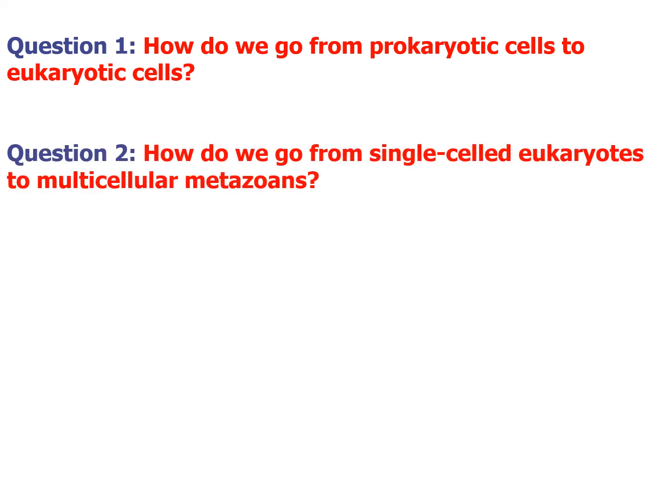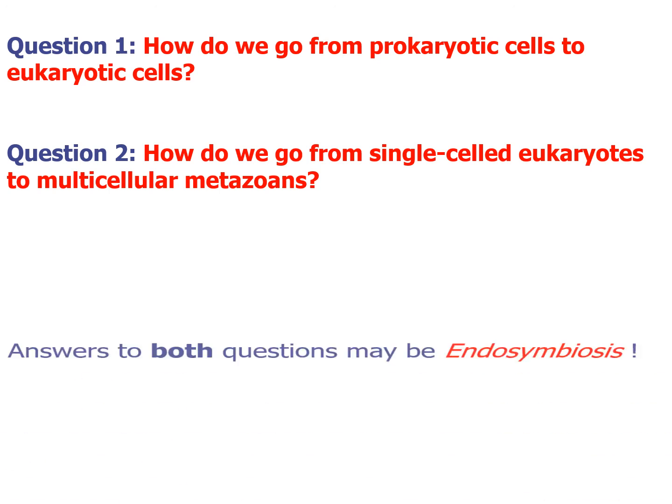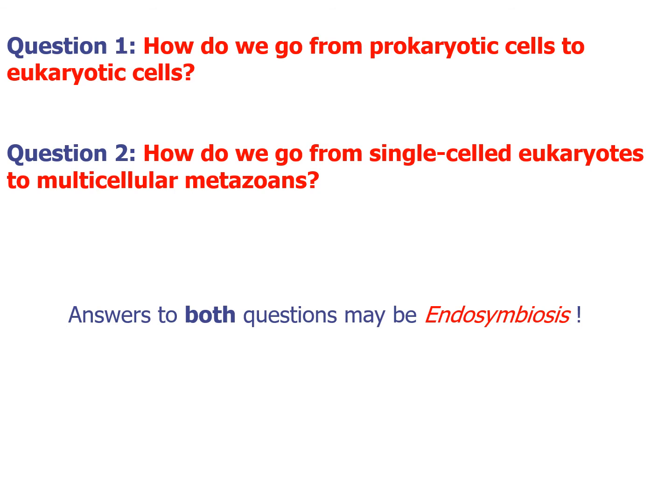Also, how do we go from a single-celled eukaryote, like an Acritarch, to a multicellular metazoan, which is any multicellular eukaryotic organism? Turns out both of these questions could be answered by the same thing, and that is a process called endosymbiosis. And I've already kind of alluded to this a little bit.